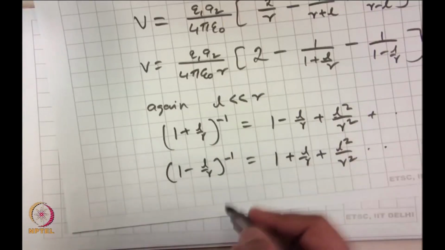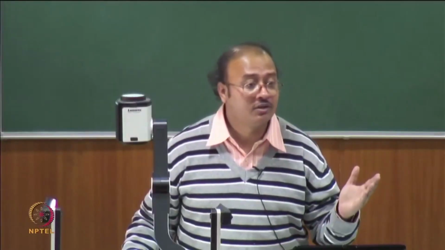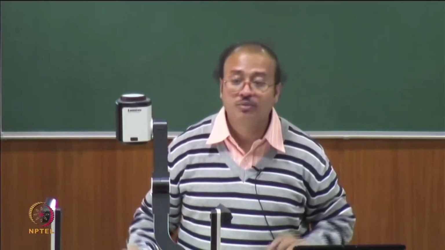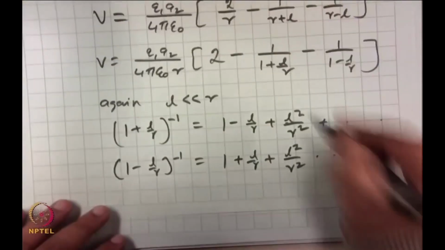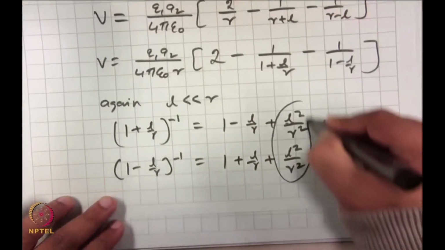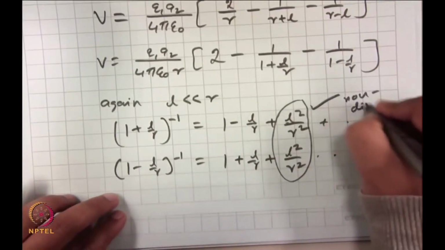The L by r terms actually will cancel out. If my L by r terms cancel out, we have to keep those terms until that term which is non disappearing, because if my L by r term cancels out, then we have nothing. We essentially boil down to a Coulombic interaction, which is not true. So, this term is the first non disappearing term.